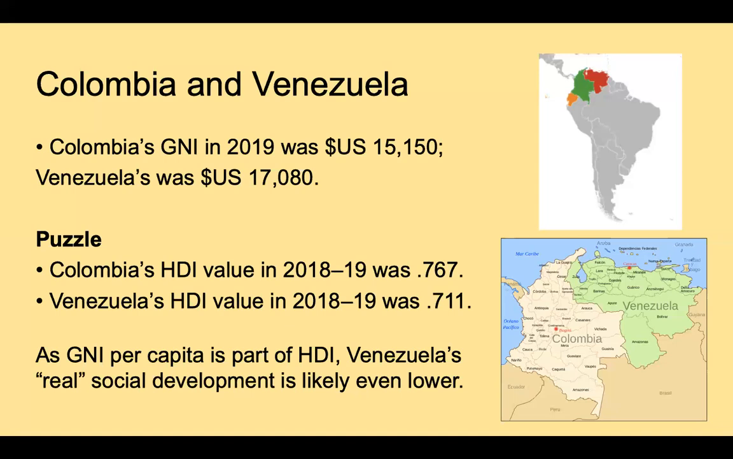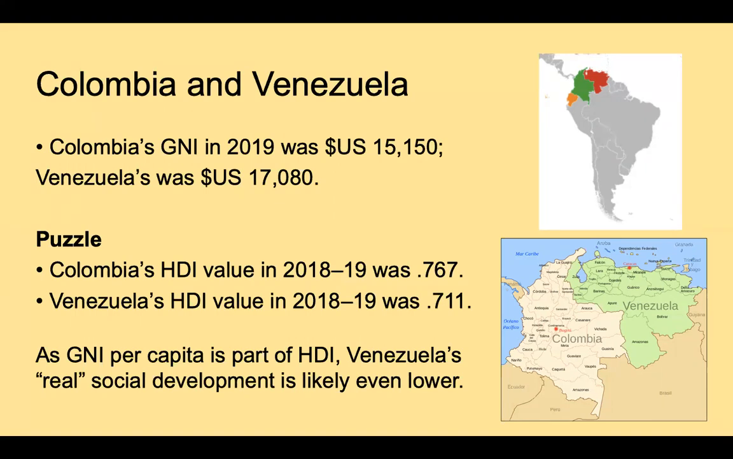But the puzzle that I want to present to you is the following. Using GNI per capita, the GNI per capita for Colombia in 2019 was US about $15,000. So the income per person was about $15,000. Venezuela's was about $17,000. Now, these are just for comparative purposes. Obviously, inflation and other indicators in Venezuela totally changed the situation. But for comparative purposes, these are the GNI per capita incomes in those countries in that year.